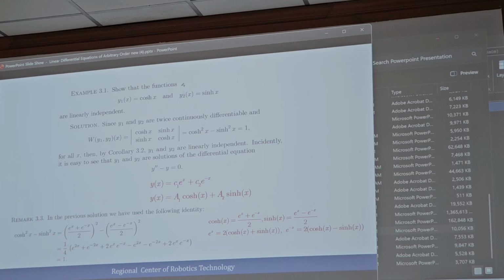If you have y1 and y2, we want to check whether they are independent or not. One way to solve this is, you see, cos x and sine x, right? The other one is hyperbolic sine and hyperbolic cos. Next, this is d by dx for this one, and check the determinant, right?